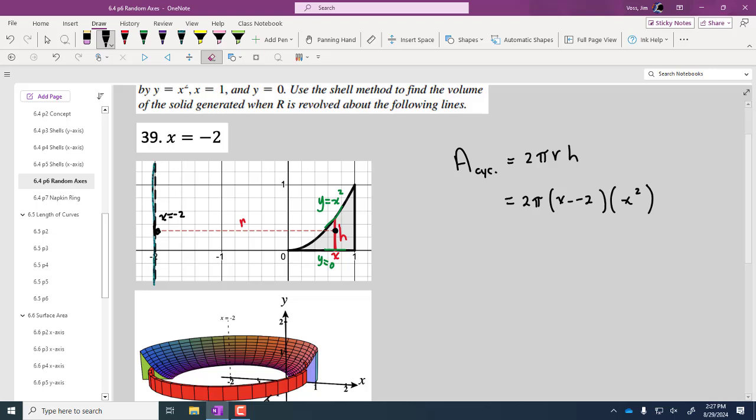The other way to visualize it is that when you look here, you can say, oh, this distance right here is 2. And this distance right here is x. So the total distance is x plus 2. So you can think of it that way also. Does not matter which way you think of it. So we're going to have 2 pi multiplied by, if we distribute the x squared, x cubed plus 2x squared.